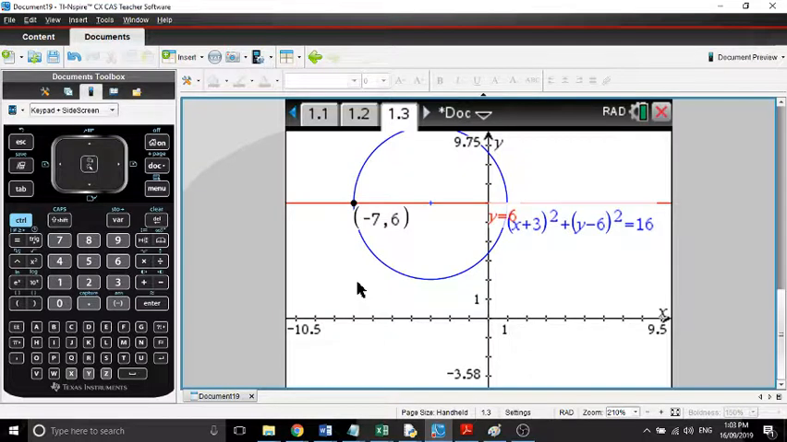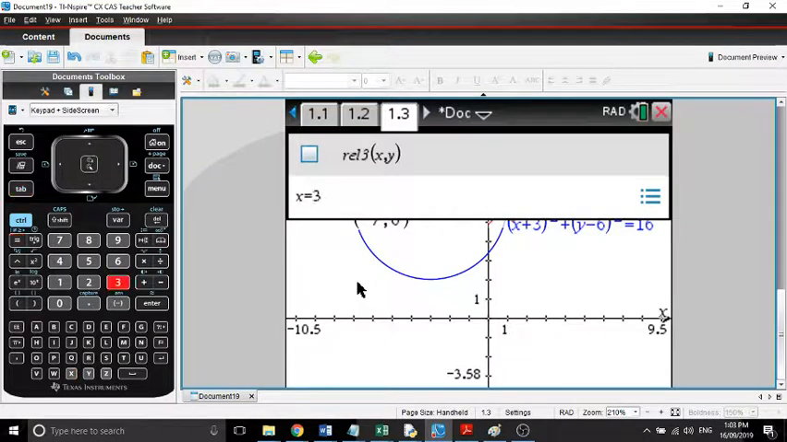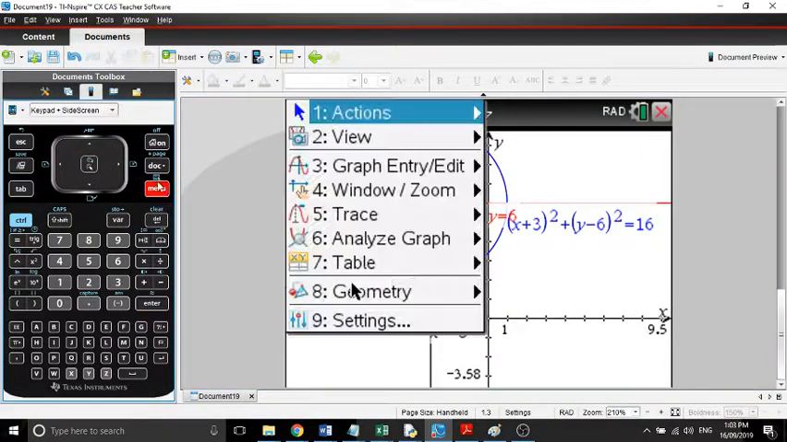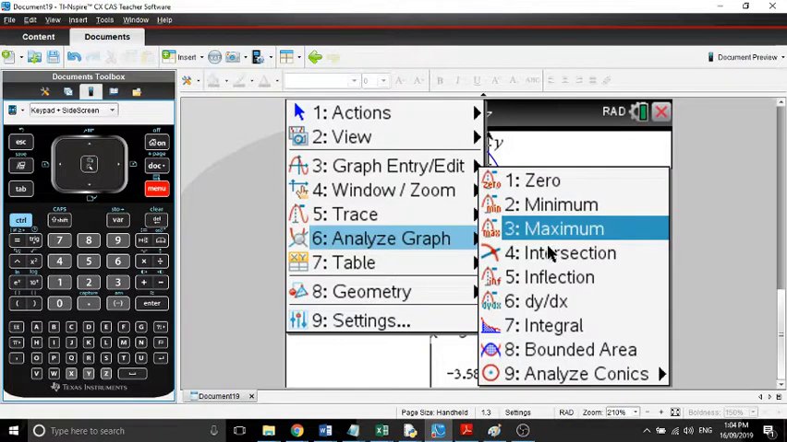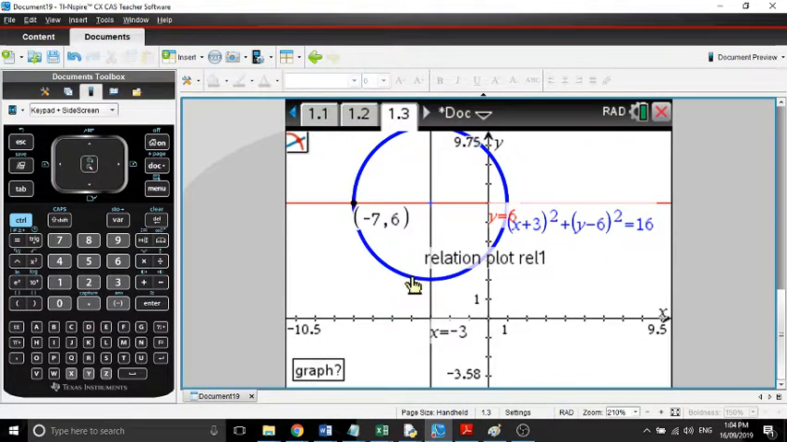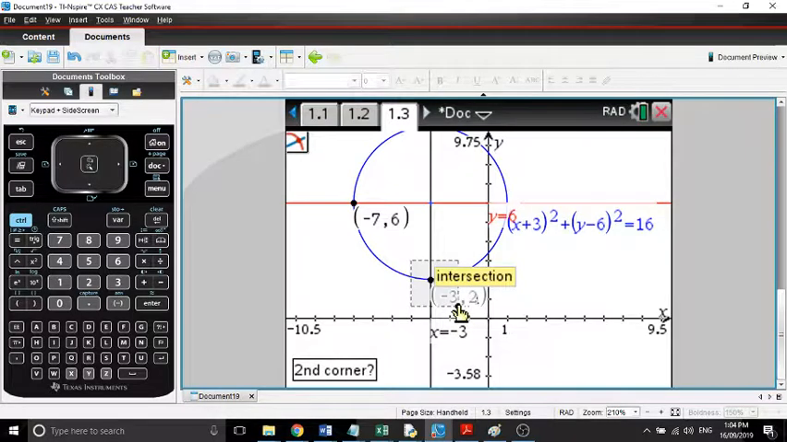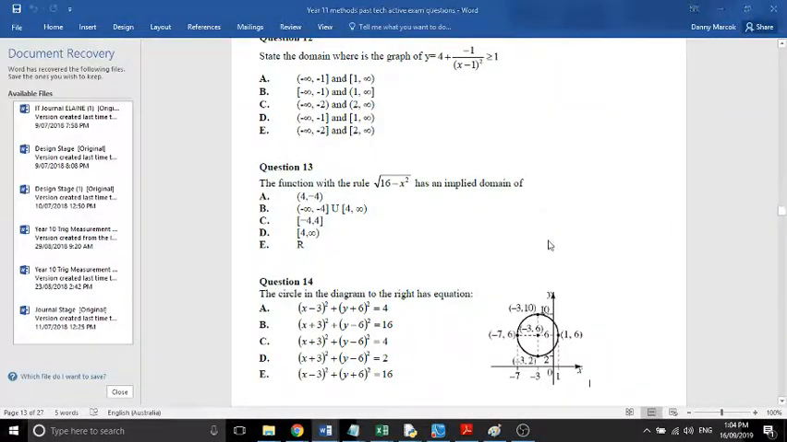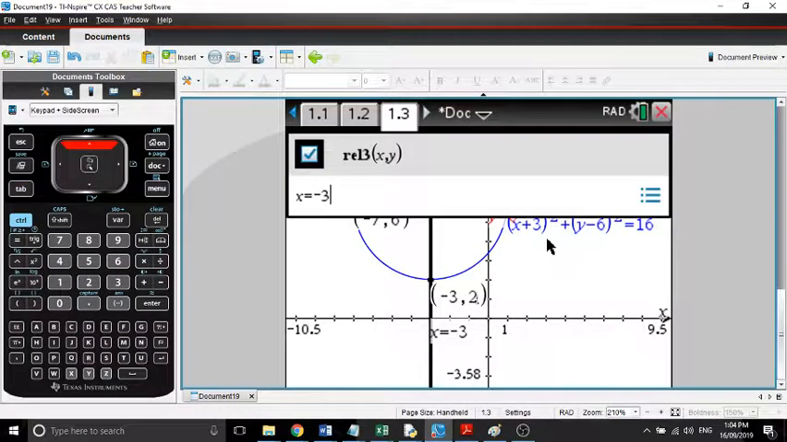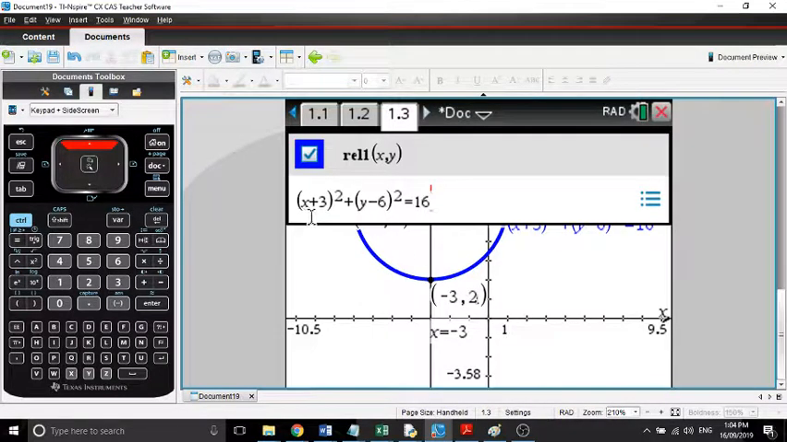If we want to check it, we can say x equals negative 3. So we'll check those all. Menu, analyze graph, intersection, that graph, first corner, second corner, negative 3 and 2. I'd be confident in that. So that ends up being x plus 3, gets shifted across to the left, y minus 6, because it's gone up by 6, equals 16, so the radius of 4.